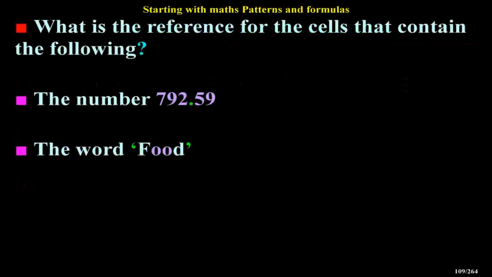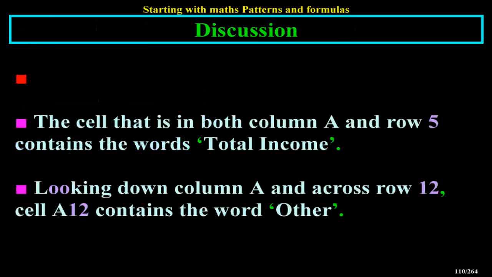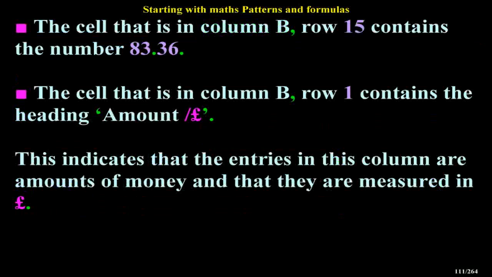B1. What is the reference for the cells that contain the following? The number 792.59. The word food. Discussion. The cell that is in both column A and row 5 contains the words total income. Looking down column A and across row 12, cell A12 contains the word other. The cell that is in column B, row 15 contains the number 83.36.